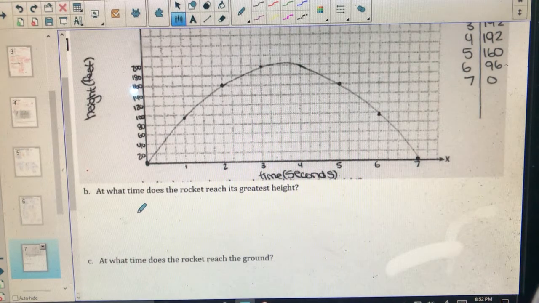So B says, at what time does the rocket reach its greatest height? Well, the greatest height, like we just said, at 3 and 4 were the highest on the table, which was 192, but halfway between them is where it hits the greatest height, and halfway between 3 and 4 seconds is 3.5 seconds.